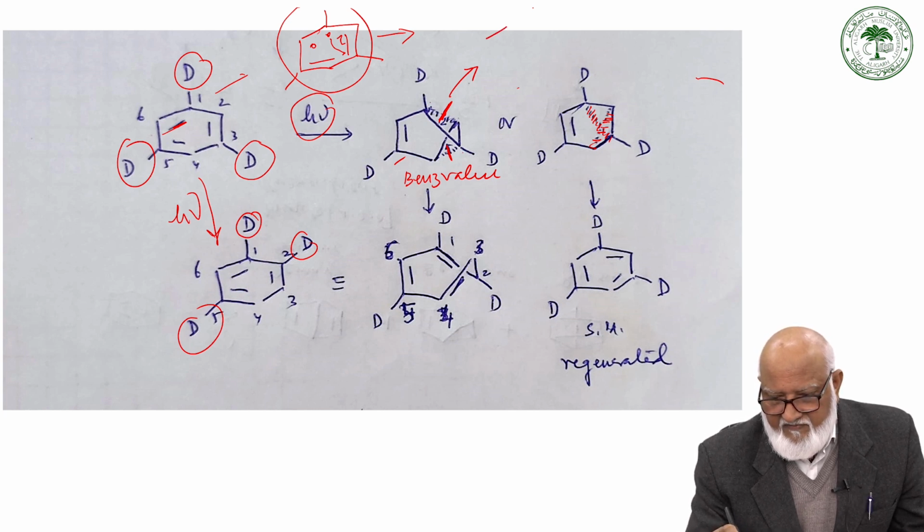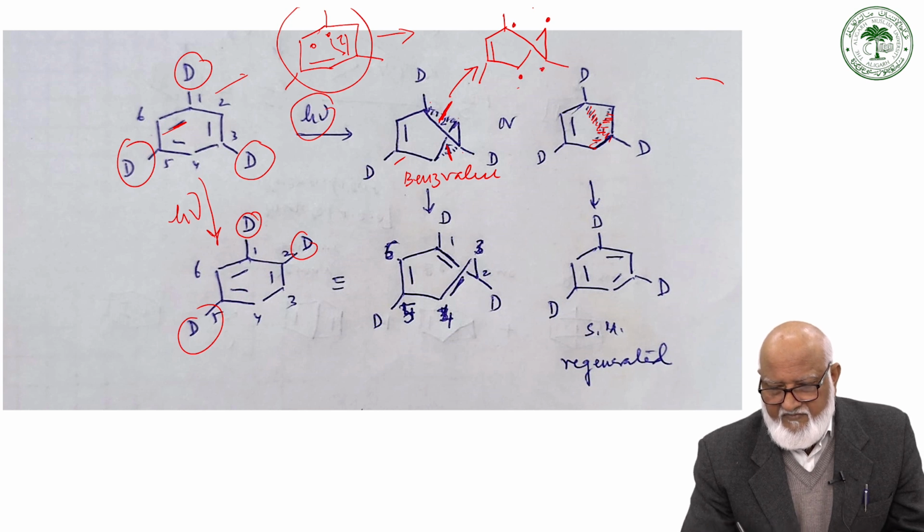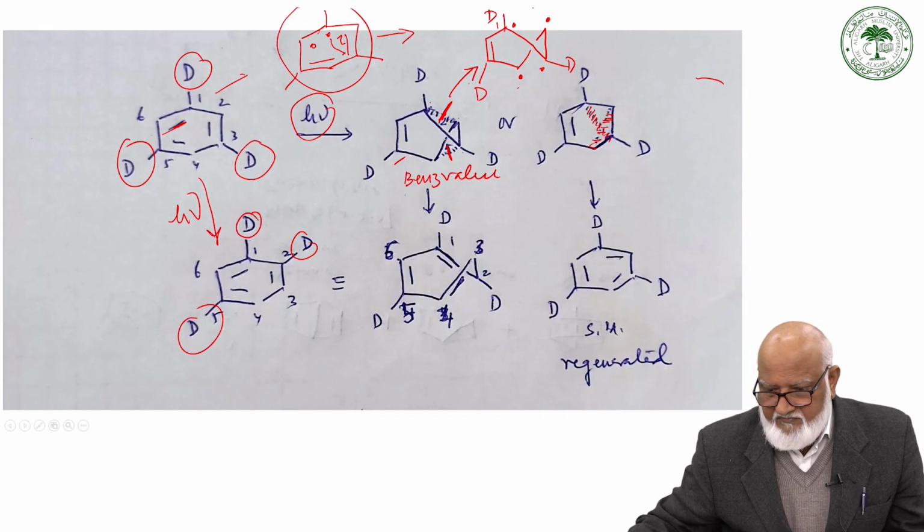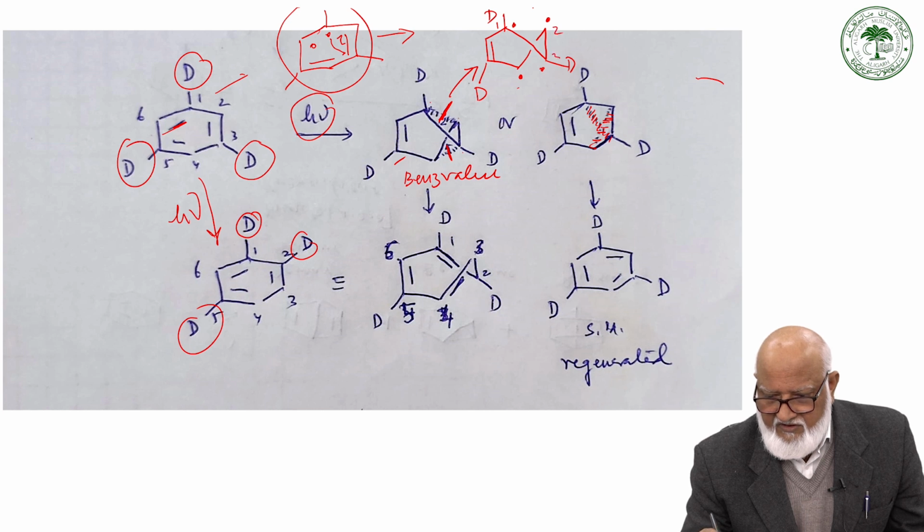Then we get this one, 1, 2, 3. This is a diradical. By cleaving the dotted lines, these are the substitutions. Deuterium. This is 1, 2, 3, 4, 5, 6. 1, 2, 3, 4, 5, 6.